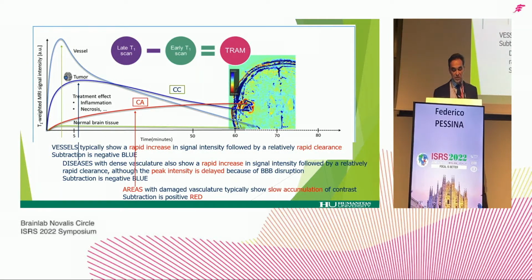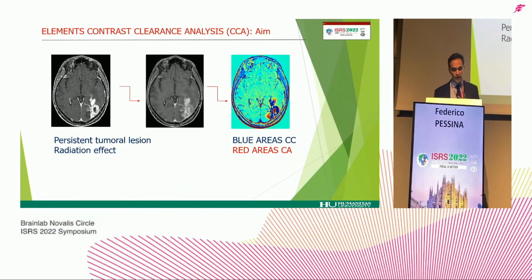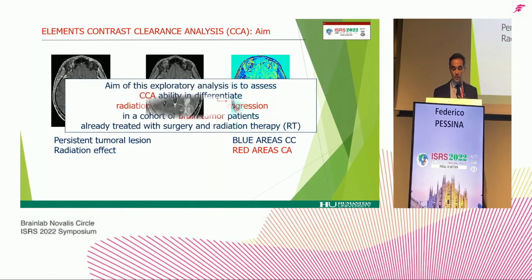Whereas, in case of contrast accumulation, areas with damaged vasculature typically show a slow accumulation of contrast with a positive, red subtraction image. This is an example: on the left, the early acquisition of MRI, in the center the delayed, and last on the right, the contrast clearance analysis map, where we can highlight the blue areas with the contrast clearance and the red areas with the contrast accumulation.